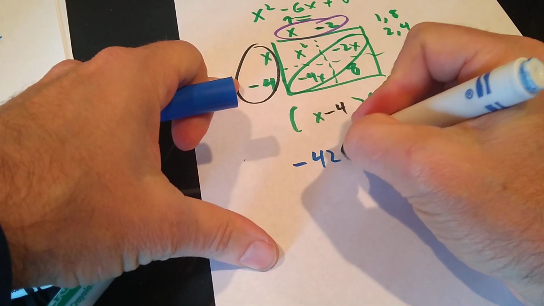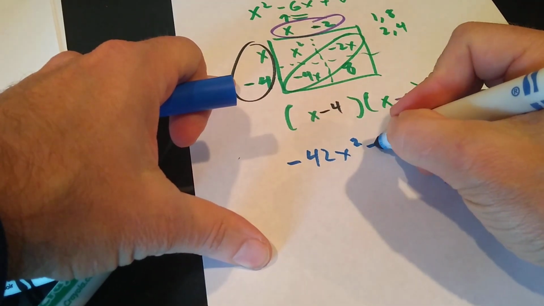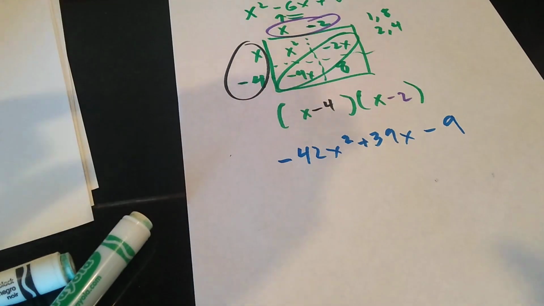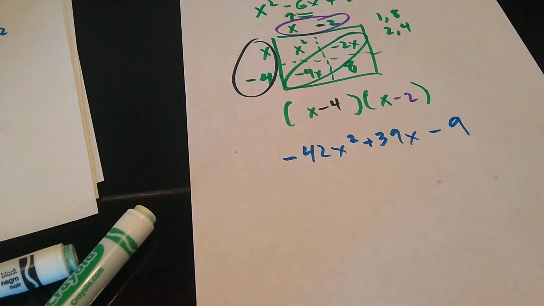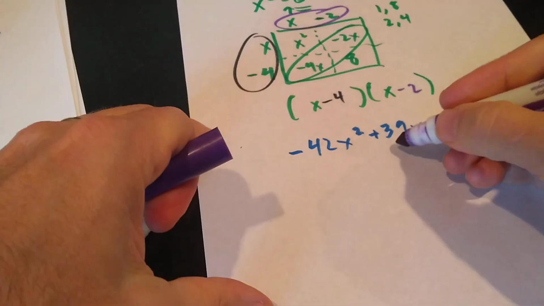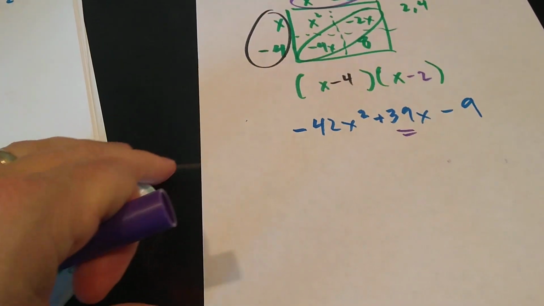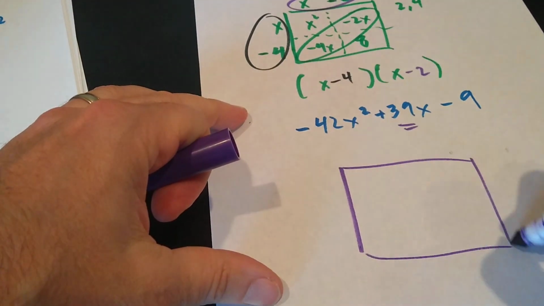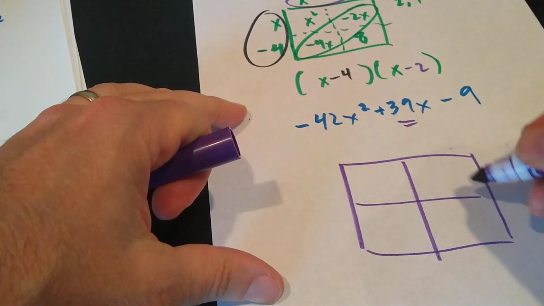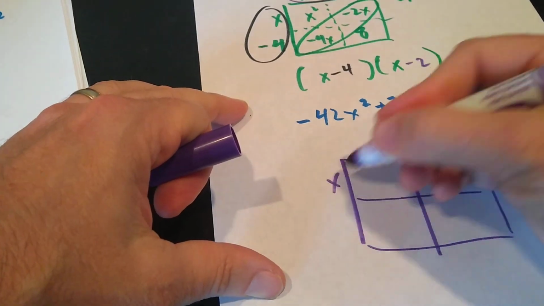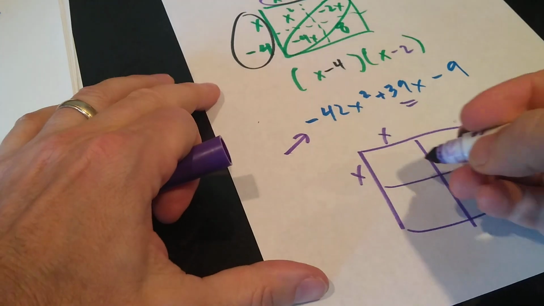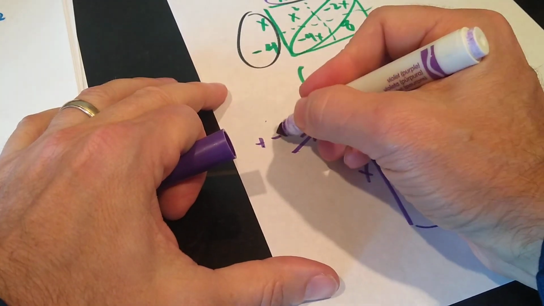Negative 42x squared plus 39x minus 9. And part of the problem was I wasn't paying attention to what this thing has to add up to. Got to add up to 39 here. Okay, so couple of challenges here. Okay, we know we're going to have x's. Here, something that multiplies to negative 42. So one's got to be positive, one's got to be negative.